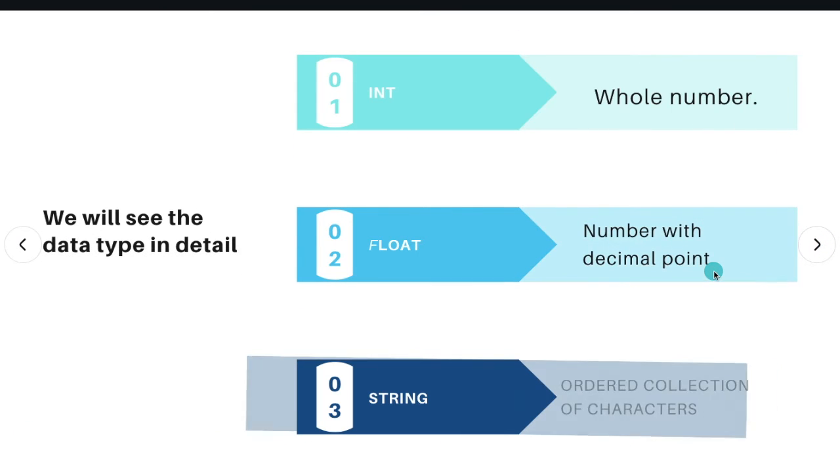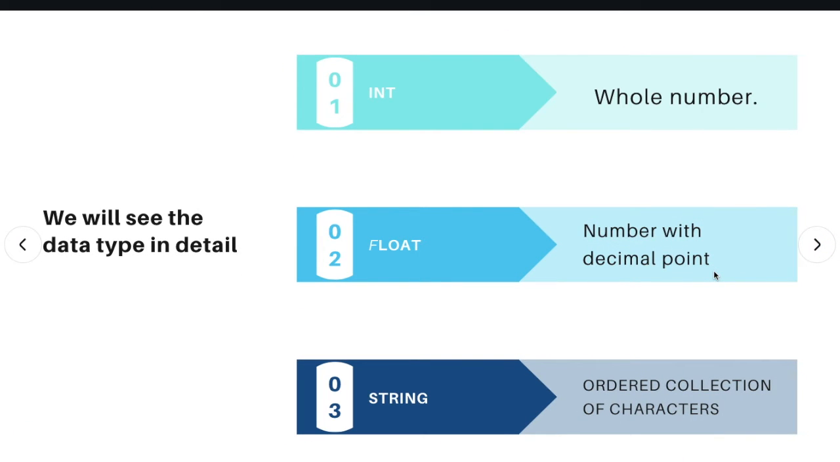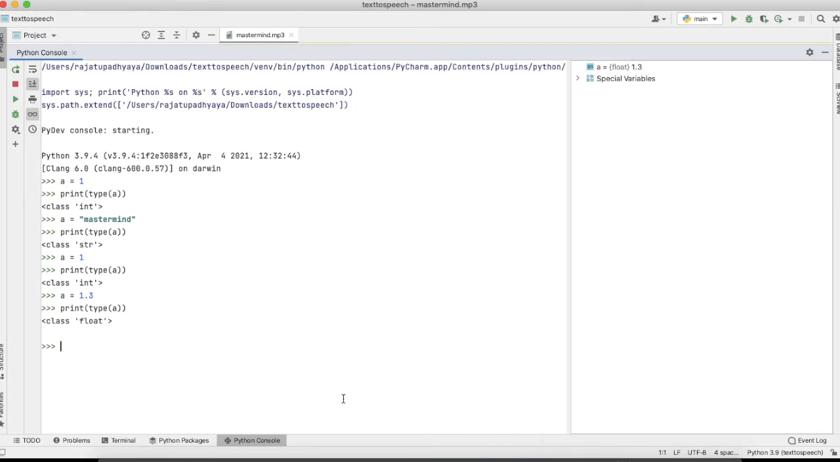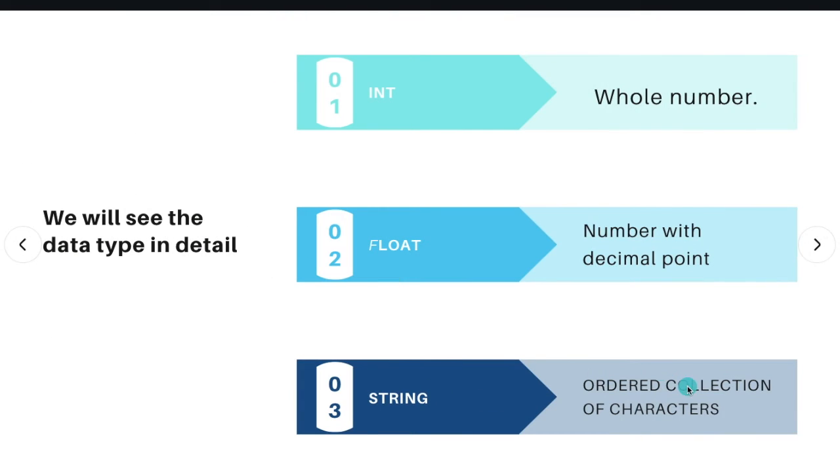The next data type is string. A string is an ordered collection of characters. We will see with the help of an example. Here I am taking one variable, mastermind. If we print the type of this variable, you can see it is a string. So now the next.